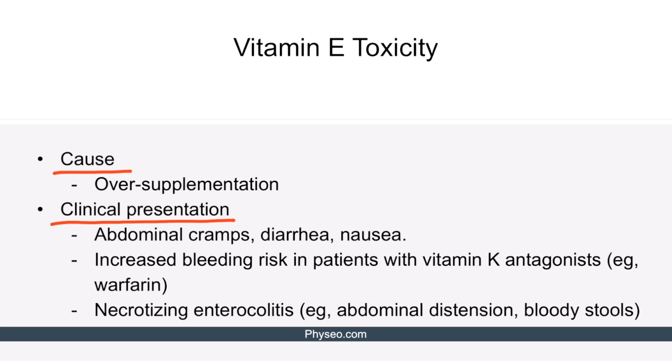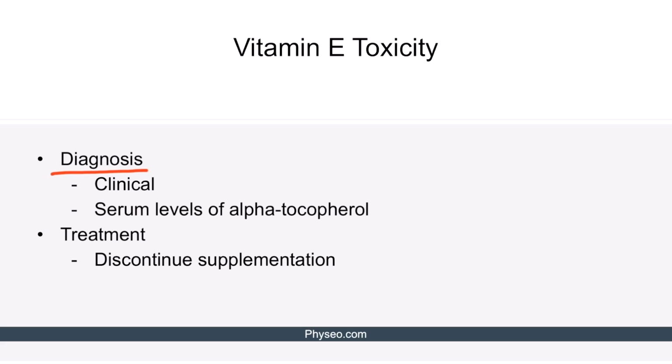Necrotizing enterocolitis is the most common gastrointestinal emergency in neonates. It usually manifests within the first few days of life with feeding intolerance, abdominal distension, and bloody stools. X-ray of the abdomen may show pneumatosis intestinalis, which is intramural air bubbles produced by bacteria. The diagnosis of vitamin E toxicity is primarily clinical. However, it can be detected by obtaining serum levels of alpha tocopherol. Its treatment is based on discontinuing the exogenous supplementation of the vitamin.